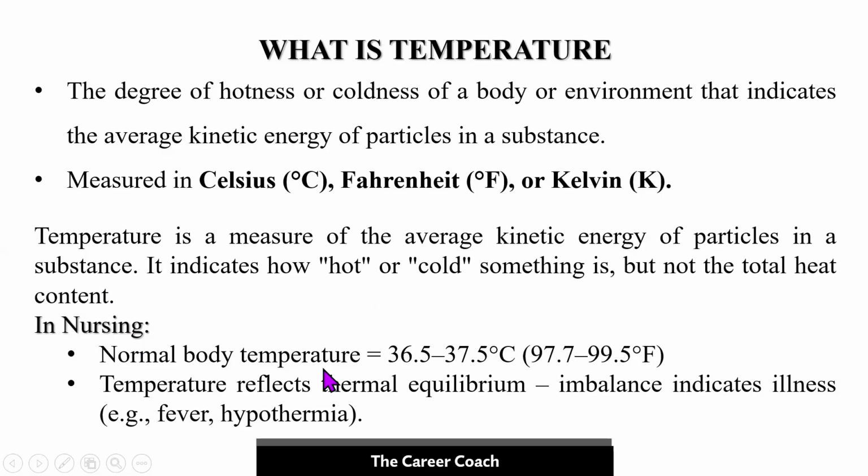In nursing, normal body temperature ranges from 36.5 degrees Celsius to 37.5 degrees Celsius, which equals 97.7 to 99.5 Fahrenheit. Temperature reflects thermal equilibrium. Imbalance indicates illness, for example in fever or hypothermia. Basically, when temperature is above normal, we say fever. Below normal, we say hypothermia.